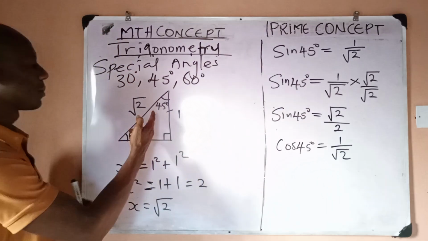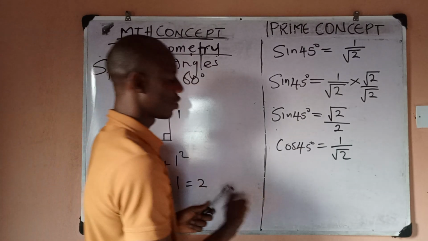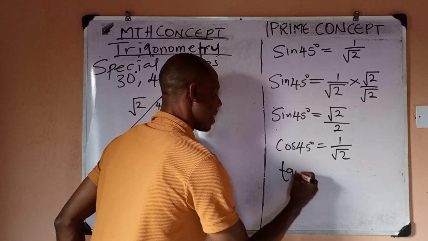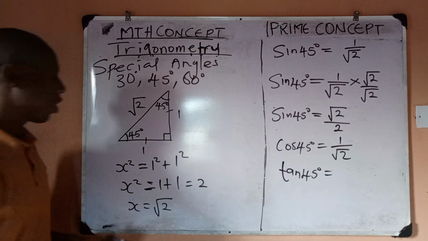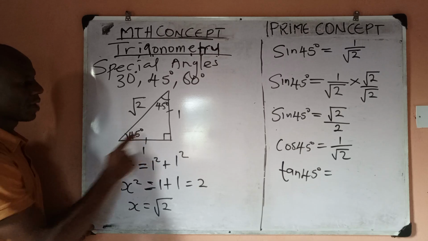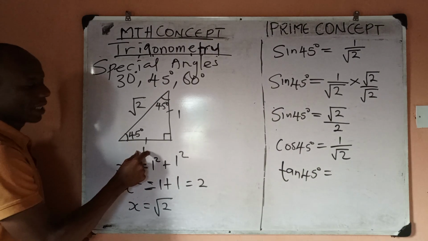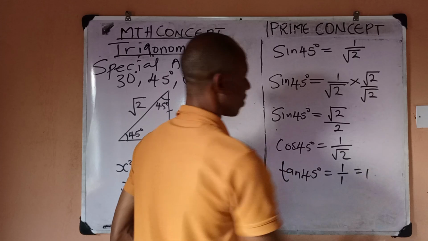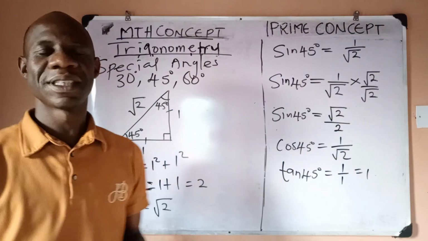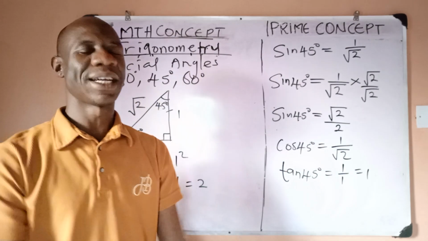Then finally, we can get the tangent also. So we have tan 45 degree. Tan is opposite over adjacent. This is 45, opposite over adjacent. So which is 1 over 1, which is actually what? 1. So tan 45 degree is actually what? 1 unit.